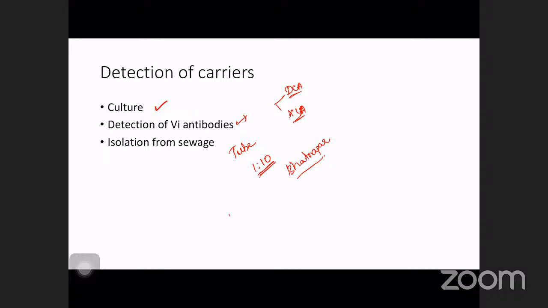The medium we are going to use here is Wilson Blair medium. This is a highly selective medium. It is very, very selective, more than DCA and XLD. Therefore, we are supposed to use this Wilson Blair medium only for the detection of carrier states from the sewage. Sewage is supposed to contain almost all the organisms in the world. It might contain anything and everything, and therefore we are supposed to use a highly selective medium.